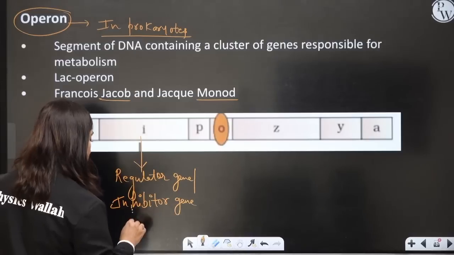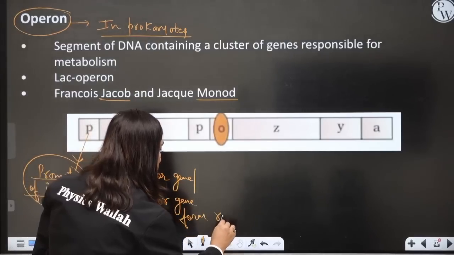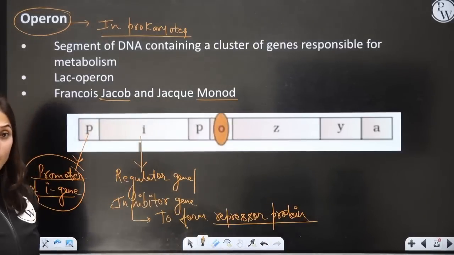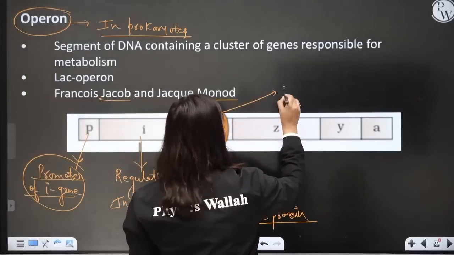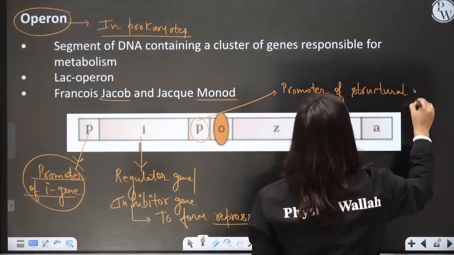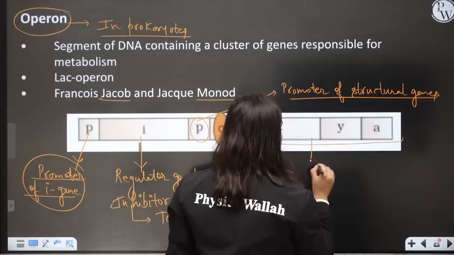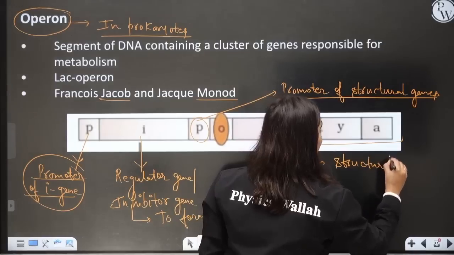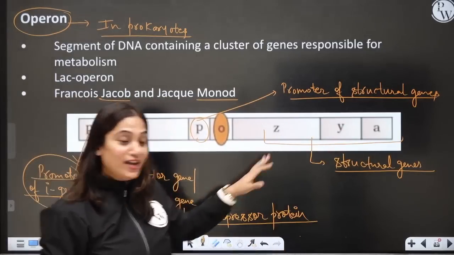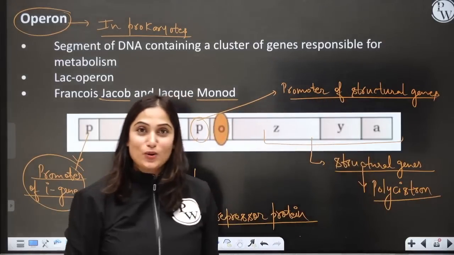So what is the function of the regulator gene? To form the repressor protein. Okay, what is this? This is the promoter of the structural genes. These three which you are seeing here are the structural genes, and all these structural genes Z, Y and A have a common promoter, that is this. That is why these structural genes form a polycistron, because all of them are regulated by only a common promoter.